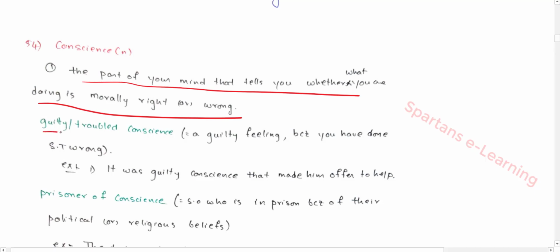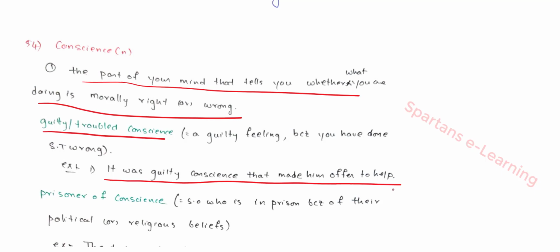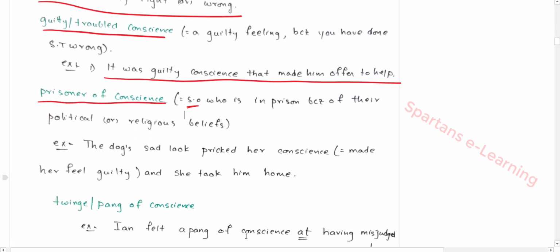Now, guilty or troubled conscience. Guilty or troubled conscience means a guilty feeling because you have done something wrong. Example: it was a guilty conscience that made him offer to help. Similarly, prisoner of conscience means someone who is in prison because of their political or religious beliefs. That particular person is called a prisoner of conscience.